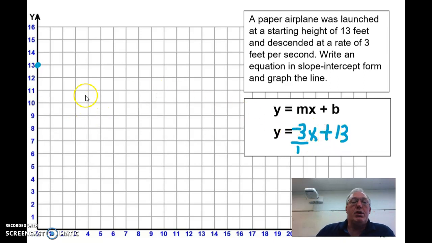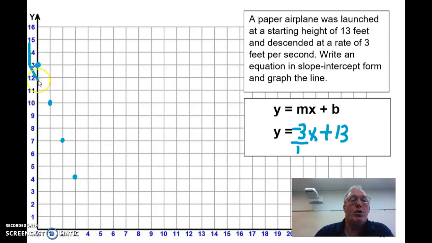So let's go ahead and plot these points then. When we start at 13, it says we're going to go down 3. Remember, rise over run. Down 3, -3. 1, 2, 3, and a positive 1. There's a point right there. 1, 2, 3 over 1. See the plane falling to the ground. We don't have to keep going. We know where it's going.